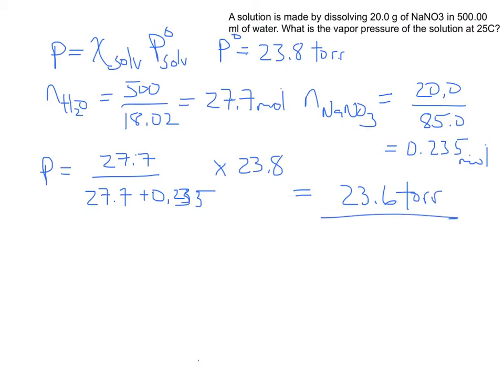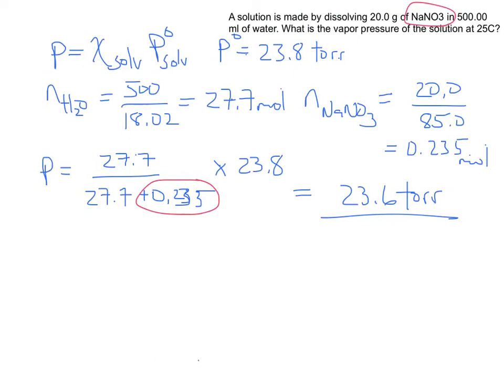But, and this is kind of an important but, I have a mistake here. I did not account for the fact that my solute is sodium nitrate, and sodium nitrate is going to dissociate, right? It's going to break up into its ions when I throw it into water. So my mistake ends up being down here in the calculated moles of sodium nitrate. That is the moles of sodium nitrate, but it's not the moles of solute particles.